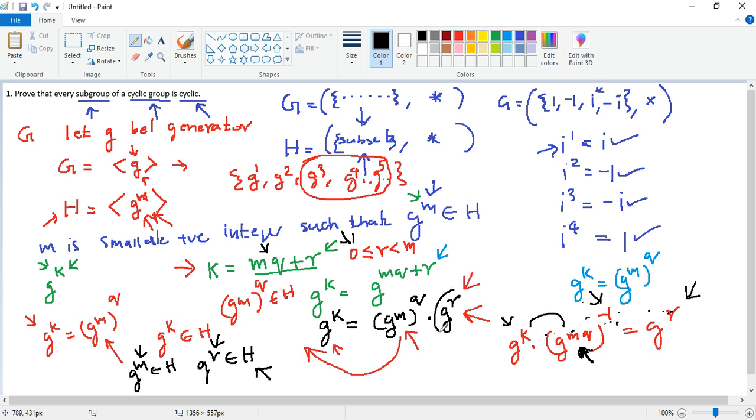So if r is 0, this term becomes 1, and now we can write g to the power k as g to the power m to the power q, which means we have proved that any arbitrary element which I took from the subgroup H is a power of the element g to the power m in H, where m is the smallest positive integer, which means H is also cyclic. So that's the proof for that question.